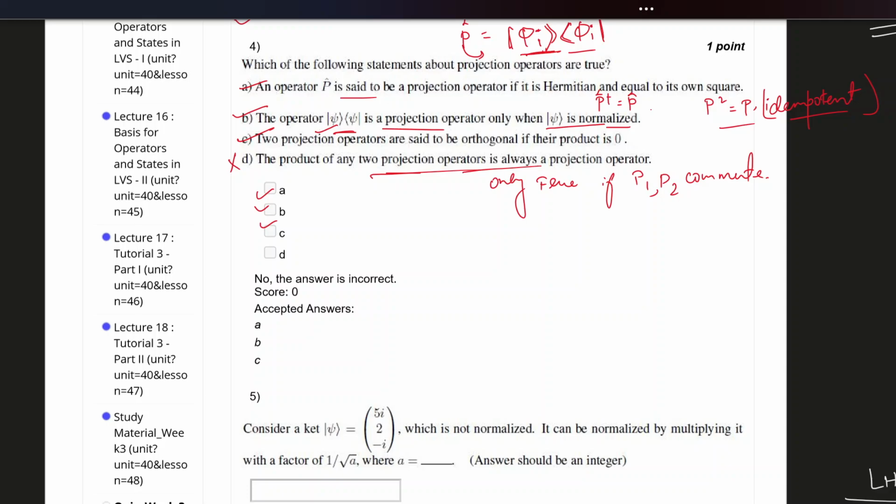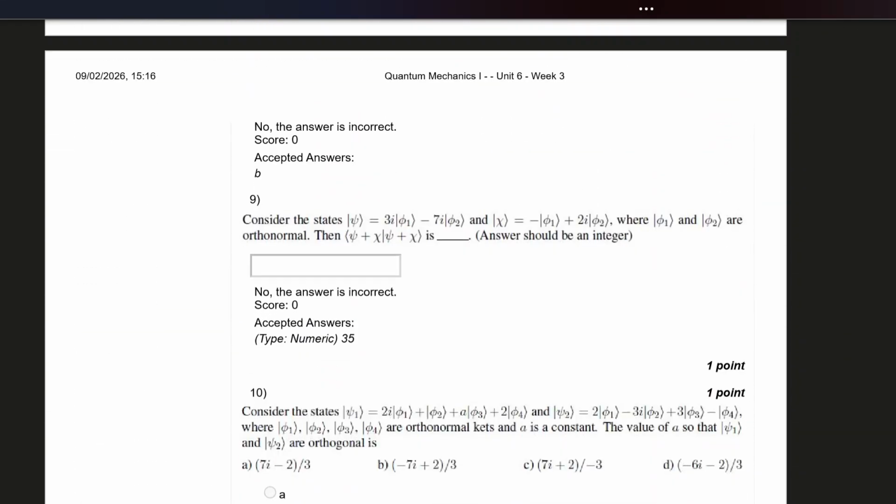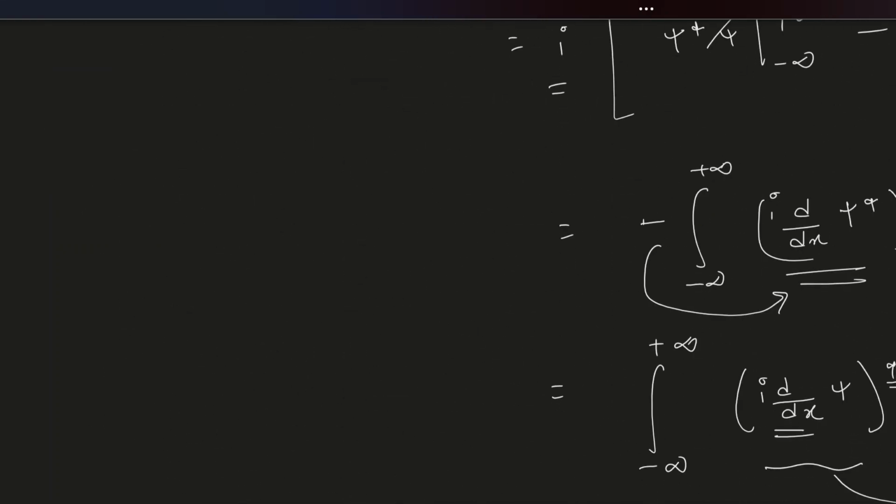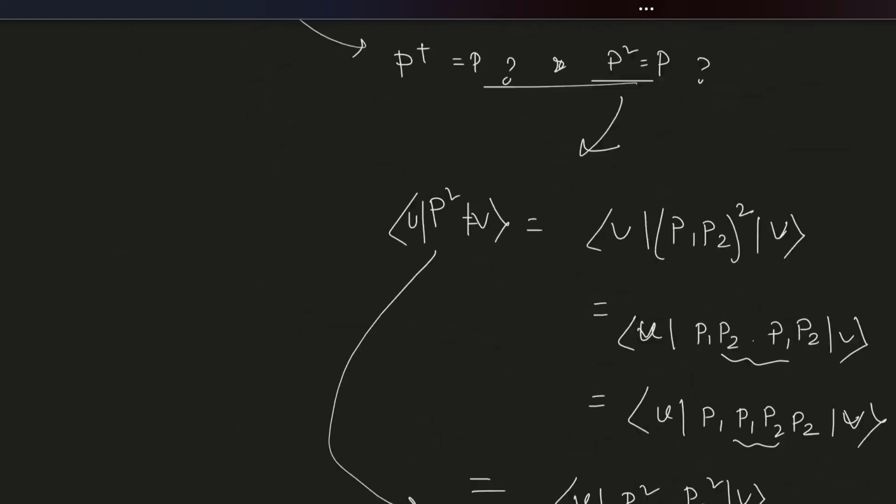Question 5. Consider a ket psi which is not normalized. It can be normalized by multiplying it with a factor of 1 by root over a. What is the value of a? So this is a very simple question. You have to normalize psi and find out what factor is missing for the normalization to be equal to 1, because that is the condition for normalization, that psi whole mod squared should be equal to 1. Now the catch is psi is written in bracket notation, as a matrix-like form, not a matrix but a wave function vector.